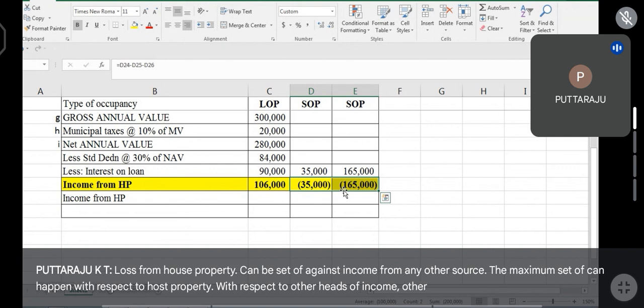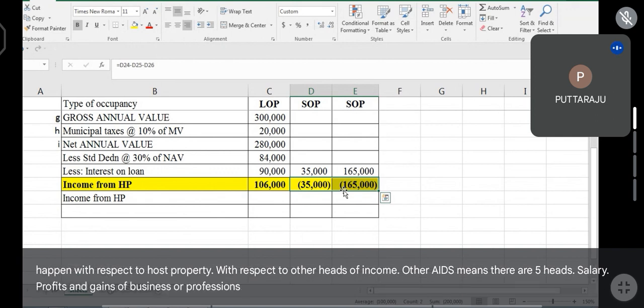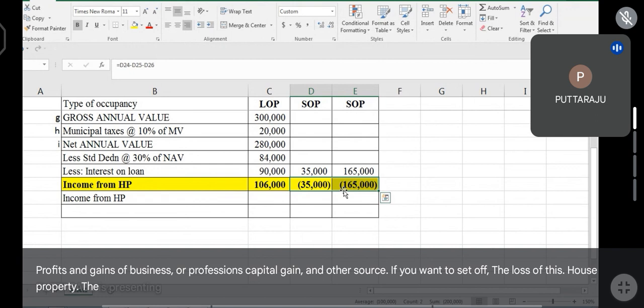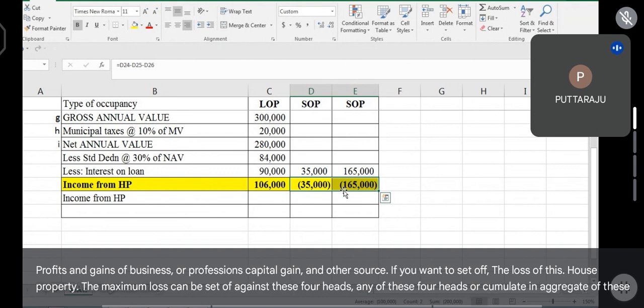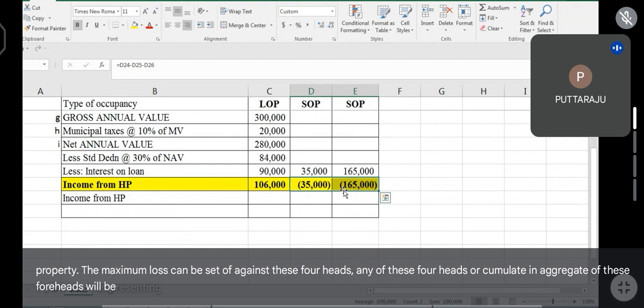Other heads means there are 5 heads: salary, profits and gains of business or profession, capital gain and other source. If you want to set off the loss of this house property, the maximum loss can be set off against these four heads, any of these four heads, or cumulative in aggregate of these four heads will be restricted to 2 lakhs.